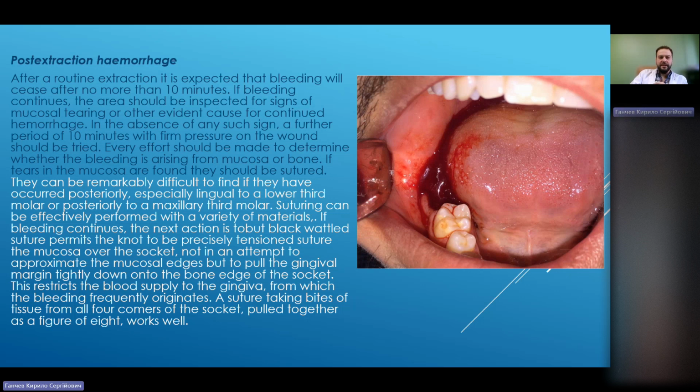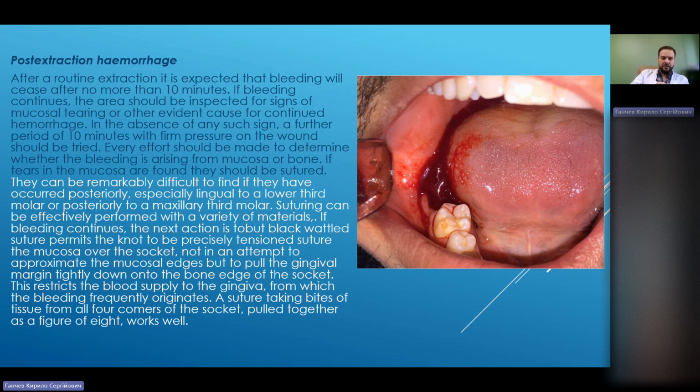After a routine extraction, it is expected that bleeding will cease after no more than 10 minutes. If bleeding continues, the area should be inspected for signs of mucosal tearing or other evident cause for continued hemorrhage. In the absence of any such sign, a further period of 10 minutes with firm pressure on the wound should be tried. Every effort should be made to determine whether the bleeding is arising from mucosa or bone.